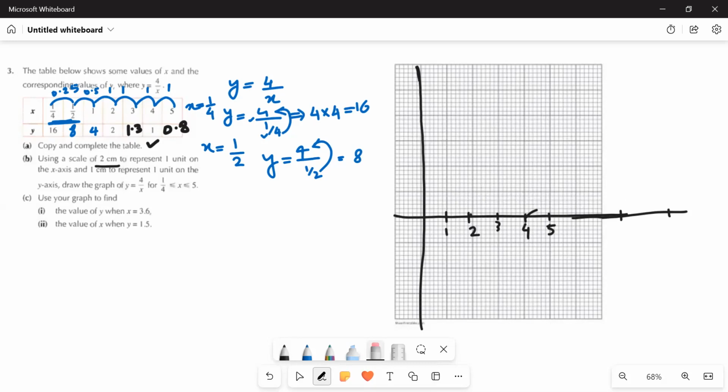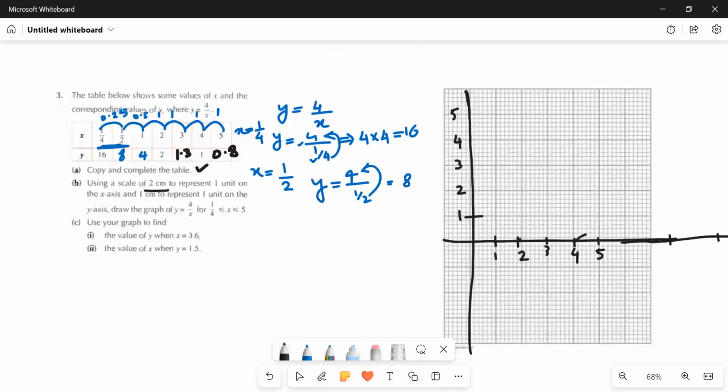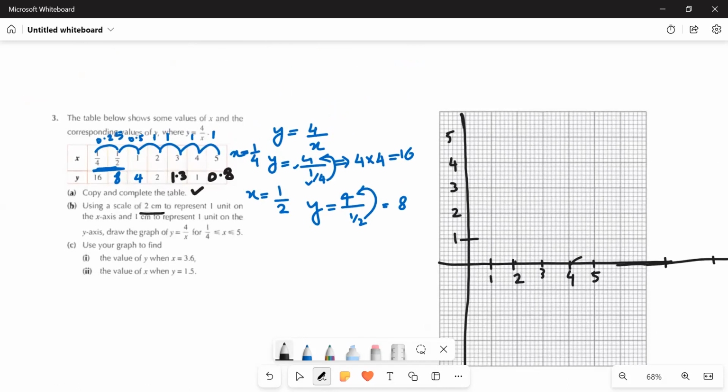Then according to the y-axis, it is 1, 2, 3, 4, and 5, and 1 centimeter represents 1 unit. It will be a very big graph because we have y as 16 also. So we need a bigger graph. 1 centimeter represents 1 unit on the y-axis.